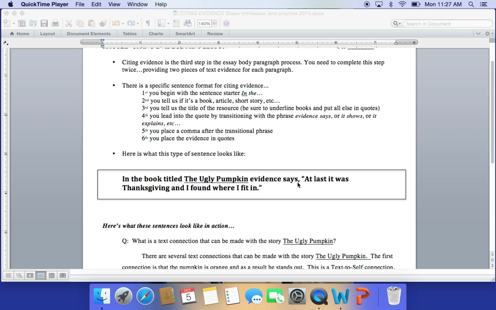A lot of my students forget the comma here. At the end of their transitional phrase, they forget the comma before they put the quotes from the actual resource down. That comma is important. Make sure it's there. And one last thing to mention, after you put quotes around your evidence, you want to finish off that sentence inside the quotes. You want to put your ending punctuation inside the quotes. So just some things to keep in mind.